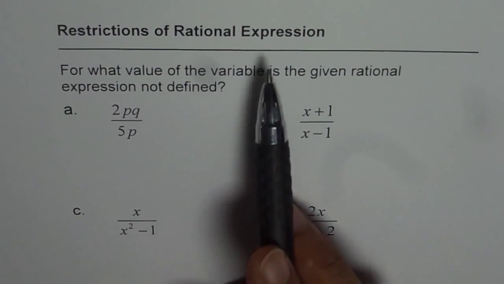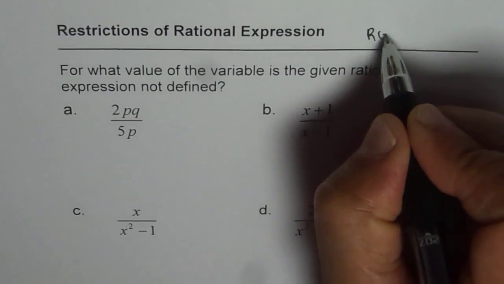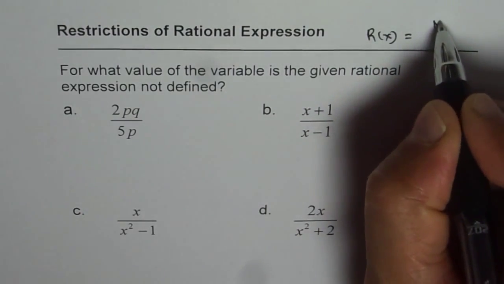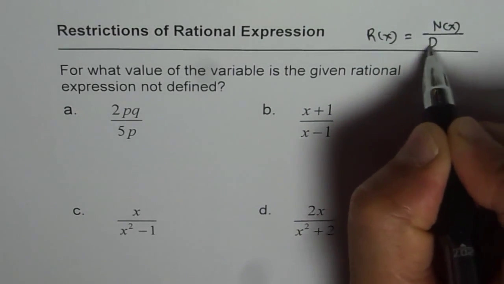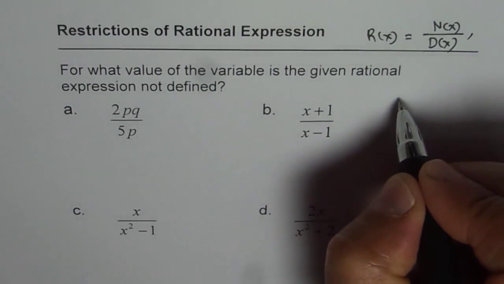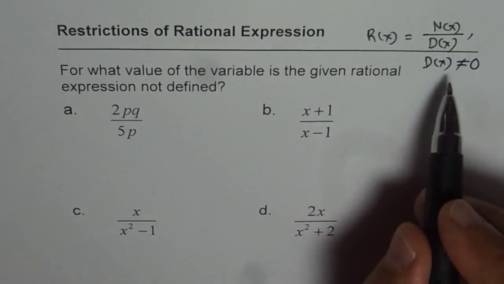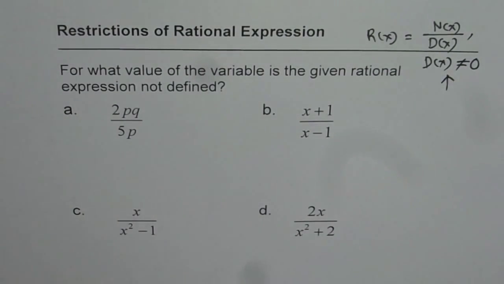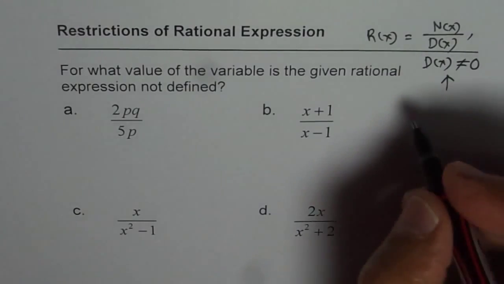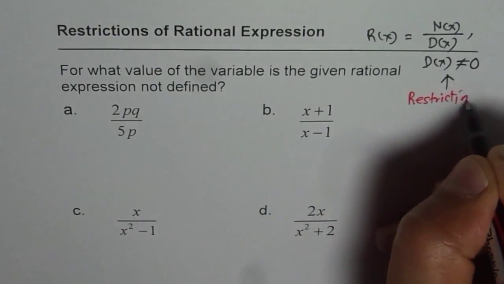As you know, a rational expression is of the form, let's say r of x, some numerator over denominator, right? Where both numerator and denominator are polynomials, correct? Now here, the denominator is never equal to 0. Denominator d of x is not equal to 0, and that is what we're talking about as restrictions. This leads to restrictions. So that's the concept.